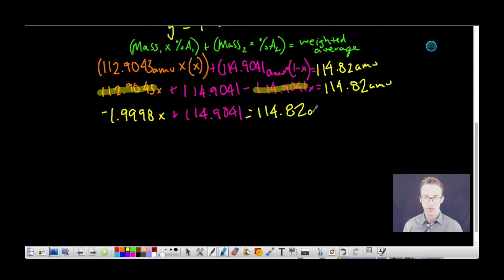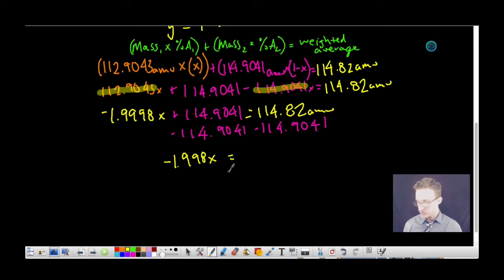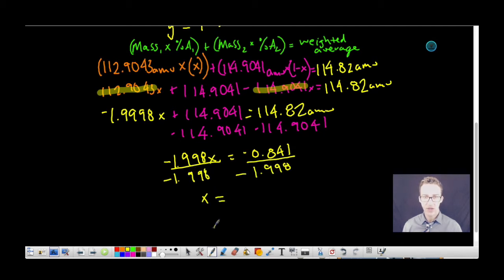We're going to subtract the 114.9041 from either side to give us negative 1.998x equals negative 0.841. Then to solve for X, we simply divide each side by negative 1.998. X then equals 0.0421. Woo! We solved for X, but what does that mean?